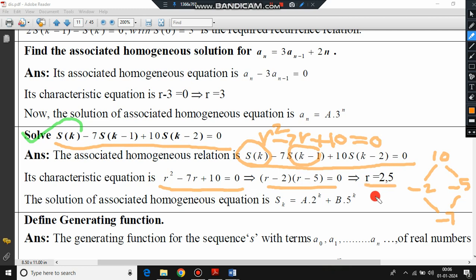From this, the two roots are r equals 2 comma 5. So we have solved the characteristic equation and we got these roots.